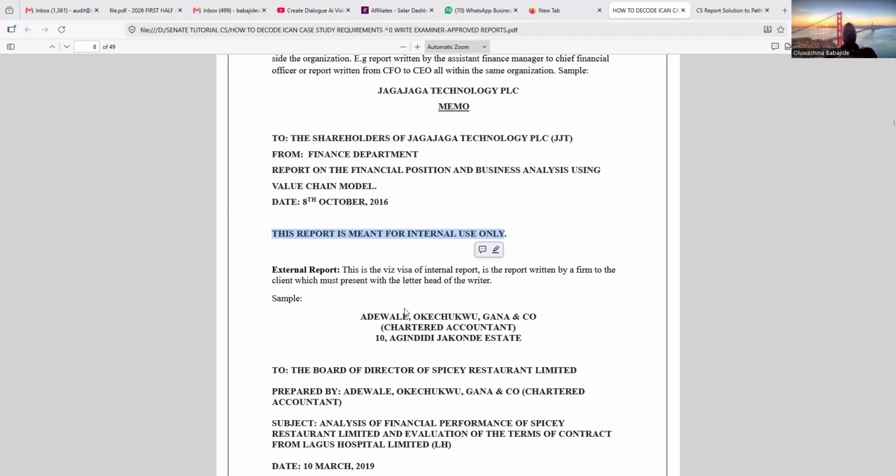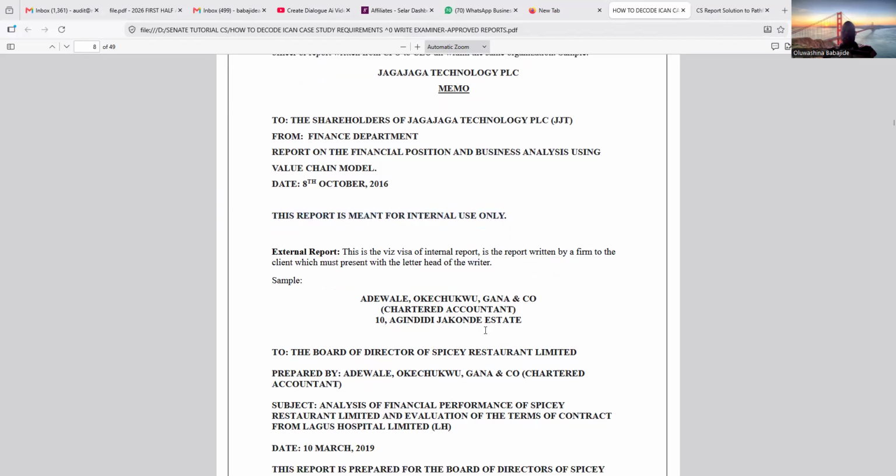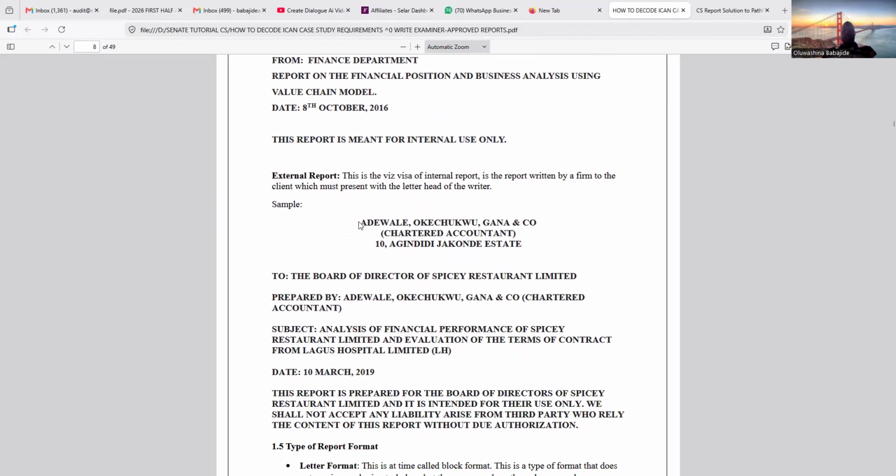Then the external report, which is the vice versa of the internal report. It is the report written by the firm to the client, which must be presented with the letterhead of the writer, that is, the writer's firm. It's like you are writing to your client, from Adewale Okochukwu, Ghana and Co, Chartered Accountant. That's the company you are working for. So all of you are now reporting to a client.